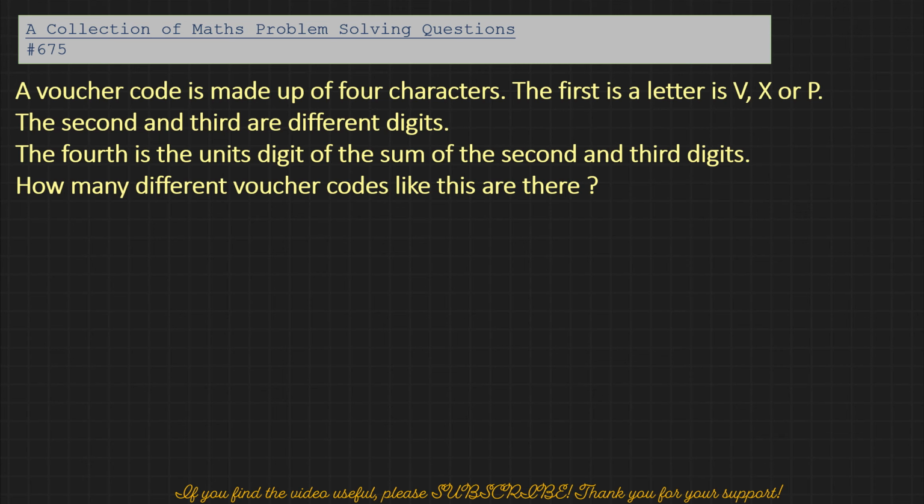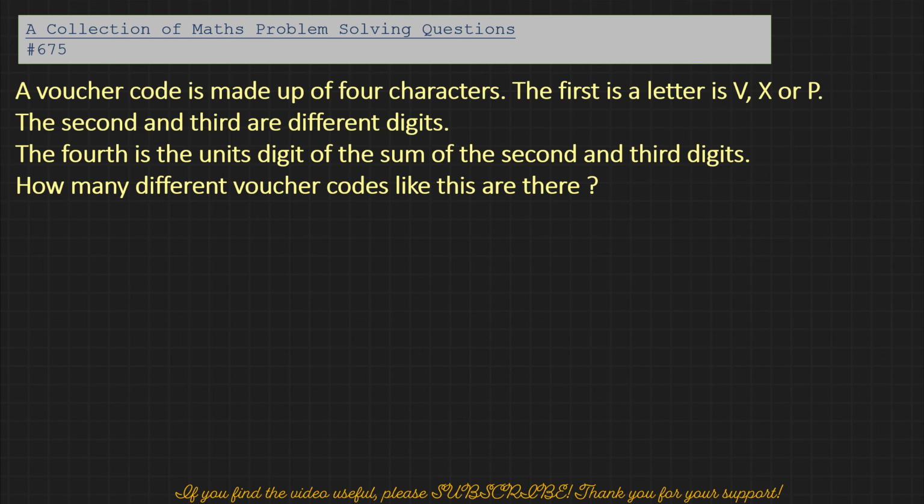A voucher code is made up of 4 characters. The first is a letter V, X, or P. The second and the third are different digits. The fourth is the units digit of the sum of the second and third digits. How many different voucher codes like this are there?